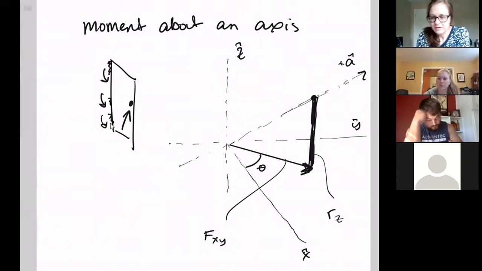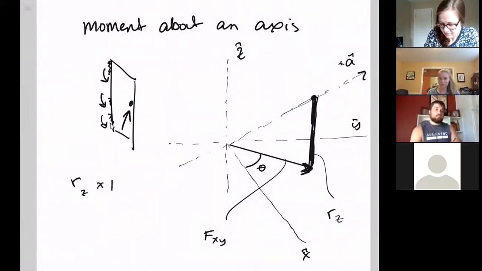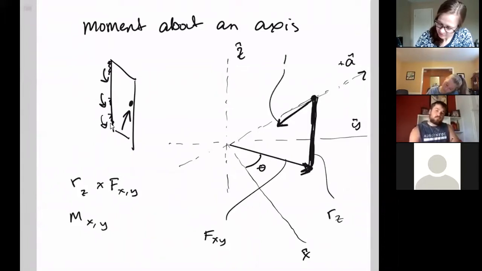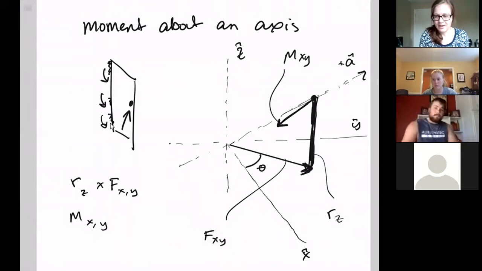So if we were to cross R, that has a z component, with F that has an x and a y component, you would get a moment that has an x and a y component. And right-hand rule, that moment is going to be positive. So you can find it here. This moment is just in the x and the y. But how do we define this moment in space? Great, we use that equation that we had before.